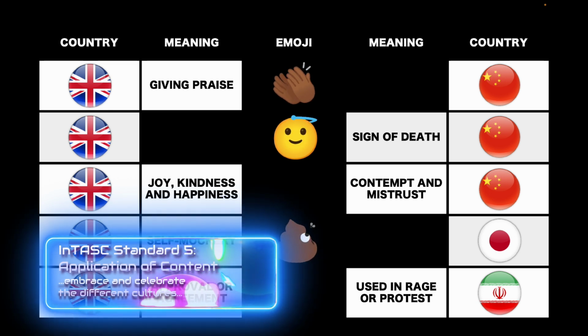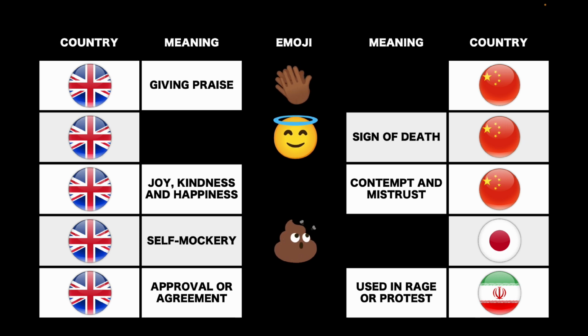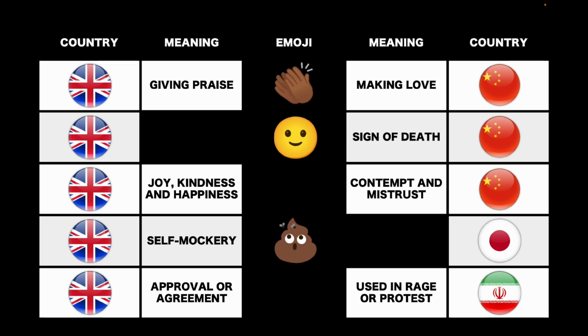So, here we can see that different countries have different interpretations of these emojis. For instance, in the first row here we can see the clapping emoji. It means giving praise in Great Britain, but what does it mean in China? Well, it refers to making love. We have the angel emoji next. It's a sign of death in China, but what does it refer to in Great Britain?